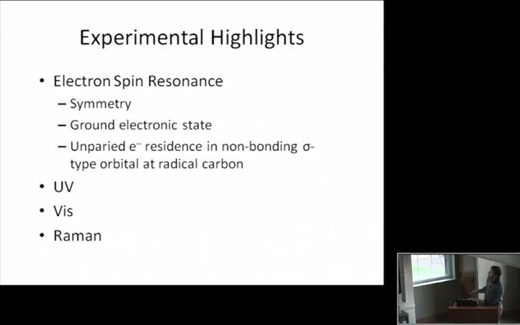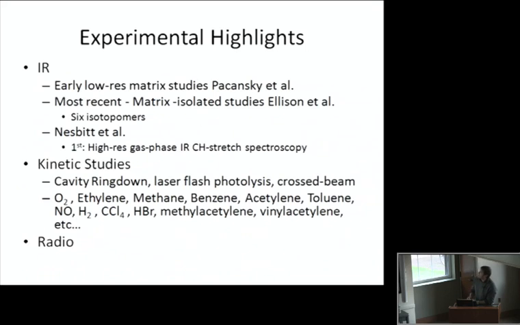As for experiments, some of the early experiments were electron spin resonance. Those provided the symmetry, the ground electronic state, and also established that the unpaired electron resides in a non-bonding sigma-type orbital at the radical carbon. Other experiments have been conducted in the UV, visible, and Raman. Those that are most pertinent to the talk today are those regarding the infrared. There were some early low-resolution matrix studies by Pacansky et al., but most recently there have been up-to-date measurements by Barney Ellison, as I mentioned earlier.